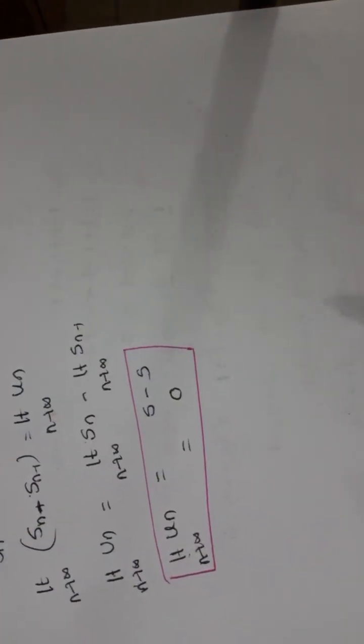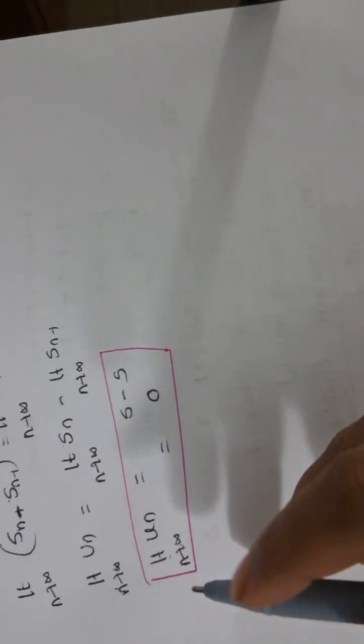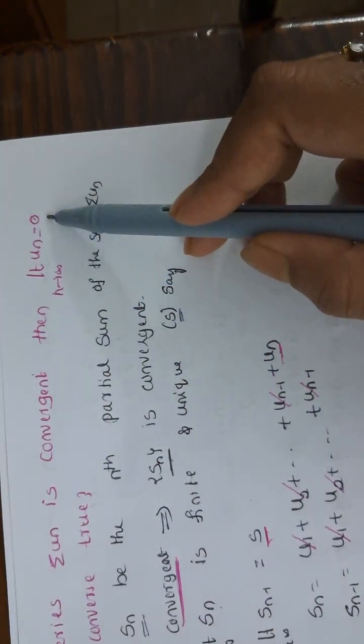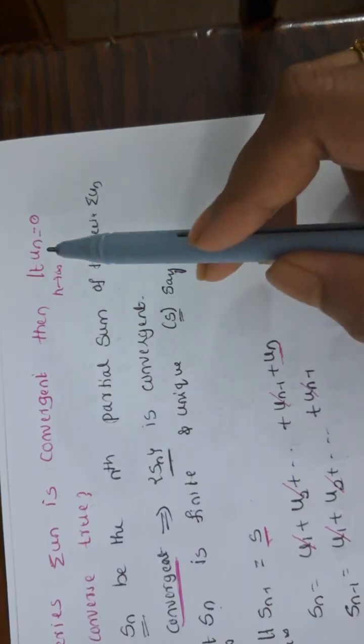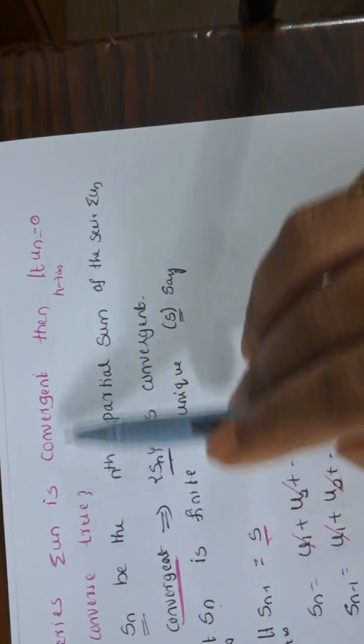Now they ask whether the converse of this theorem is true. The converse of the above theorem is not always true. When you say that it is not always true, you need to give a counter example. That means the nth term may tend to 0 as n tends to infinity, even if the series is not convergent.